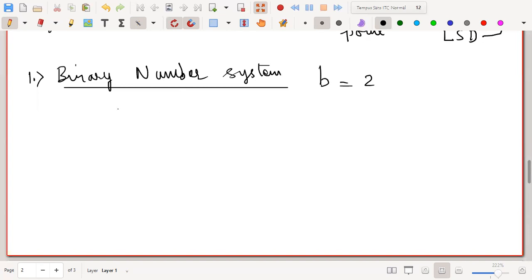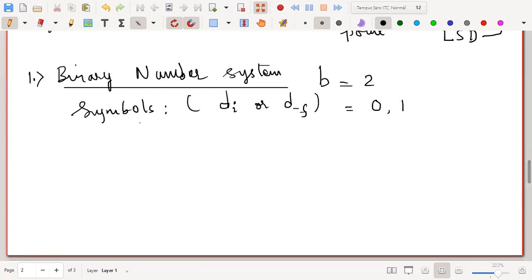The base, which is the B, and the symbols used. What are the symbols used? If we see the general expression, these are nothing but either integer or fractional digits, represented by d_i and d_-f. So the symbols used are actually 0 and 1. Only two symbols are used in the binary number system, 0 and 1.